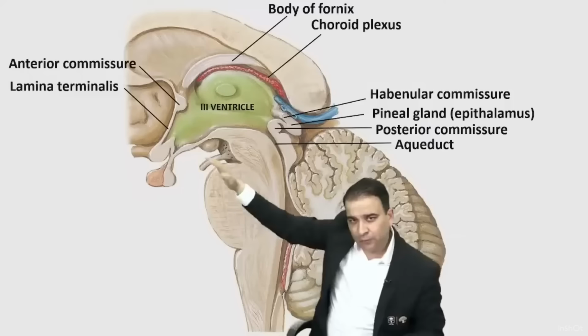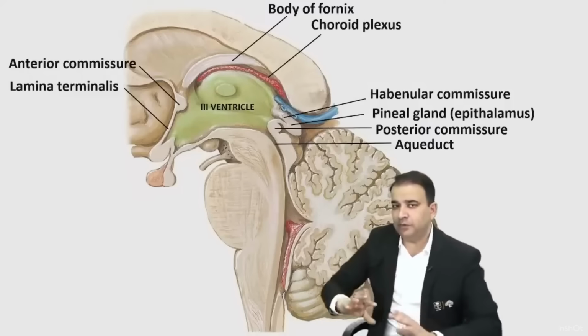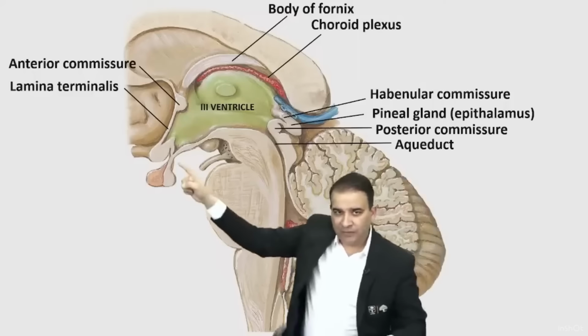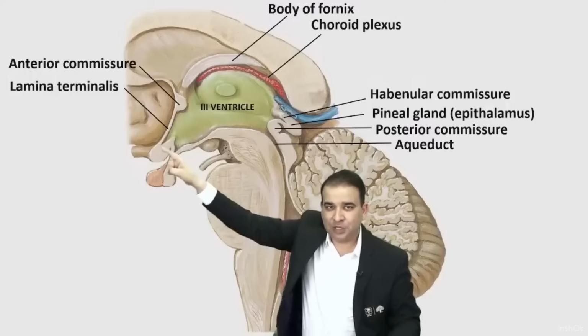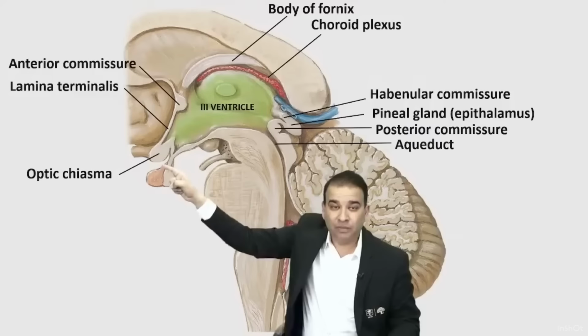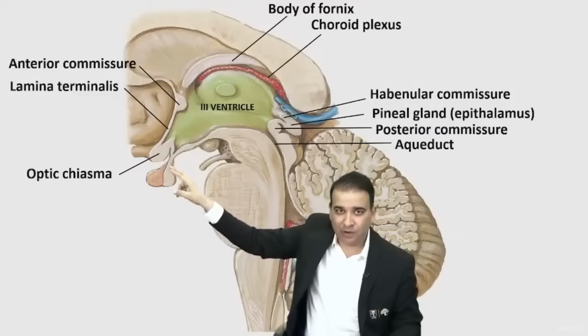Now if you look at the floor of this third ventricle, most of the structures that are present in the interpeduncular fossa will be seen here. If you start from the front, that is the optic chiasma. That is a section through the optic chiasma. That's the first thing here. The next thing that you see is the infundibulum. That is the infundibulum, or the stalk of the pituitary, which is again there in the interpeduncular fossa.